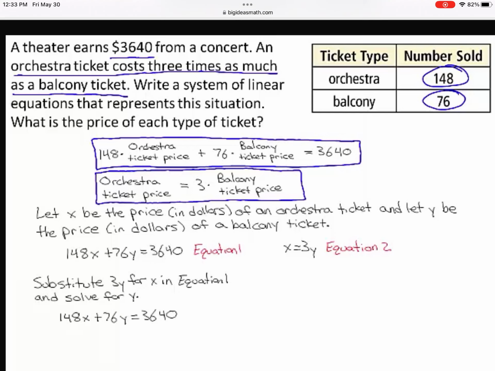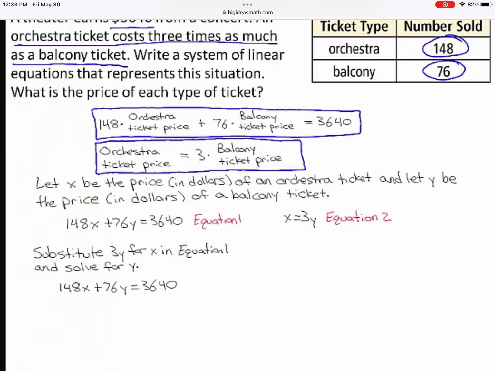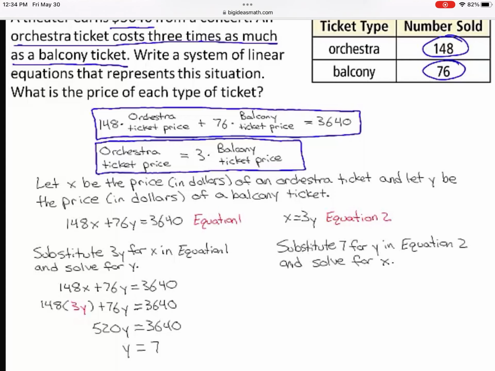First write the equation. 148x plus 76y equals 3,640. Substituting 3y for x gives 148 times 3y plus 76y equals 3,640, which simplifies to 520y equals 3,640, or y equals 7. Next, substitute 7 for y in equation 2 and solve for x.